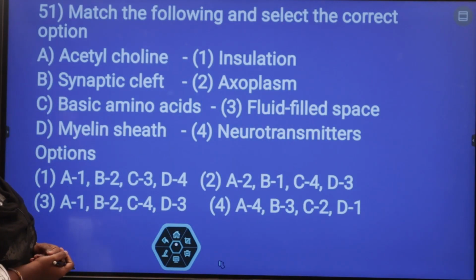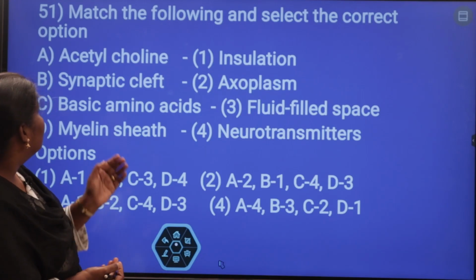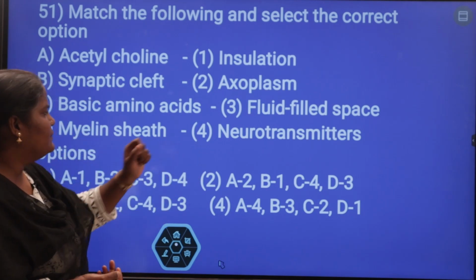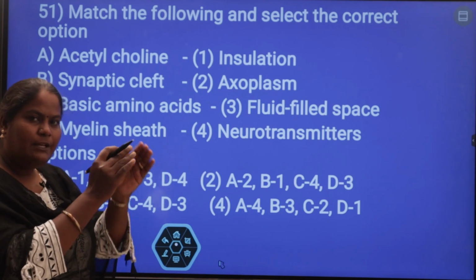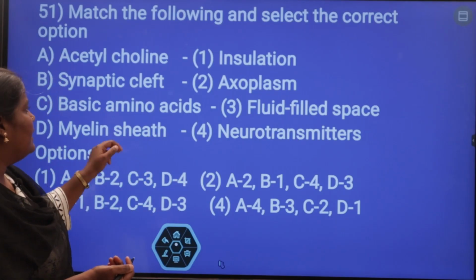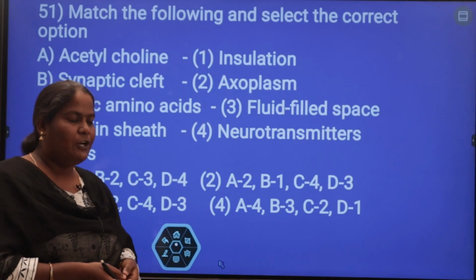Match the following. It belongs to the chapter neural control. Acetylcholine, it's a neurotransmitter. A deals with 4. Then synaptic cleft. Between the postsynaptic neuron and the presynaptic neuron, there is a cleft which is called the synaptic cleft. Basic amino acids are rich in the axoplasm along with the potassium ions.